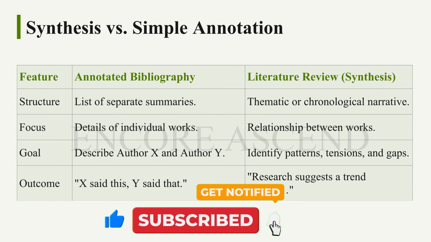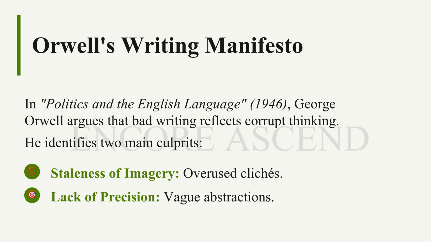George Orwell's famous essay, Politics and the English Language, published in 1946. This is one of the prescribed readings in your syllabus and is frequently asked in examinations. Orwell's central argument is simple but powerful. Poor writing is not merely a stylistic problem. It is also a political and intellectual problem. When language becomes vague, inflated, and imprecise, it conceals weak thinking and makes manipulation easier.